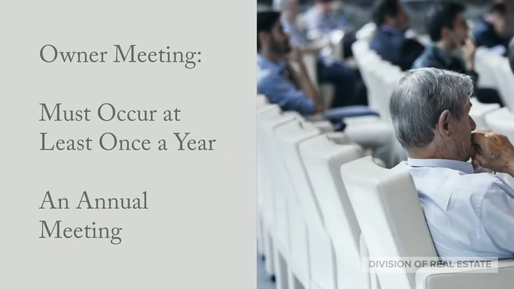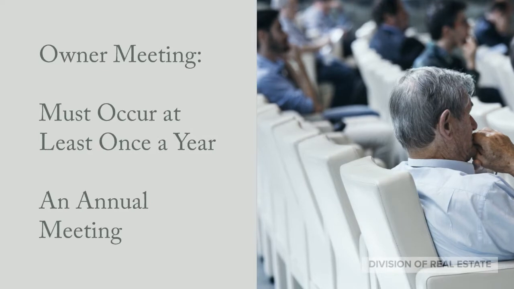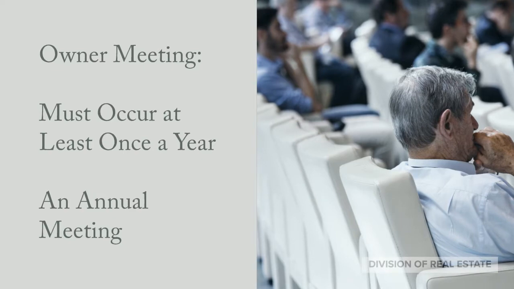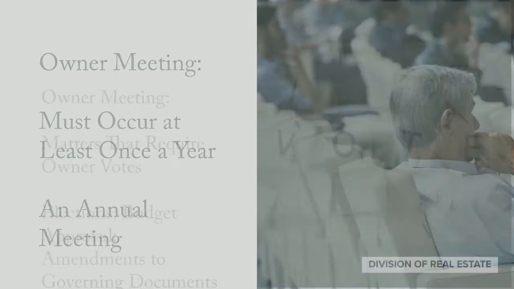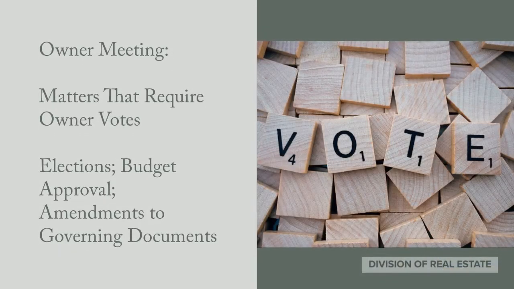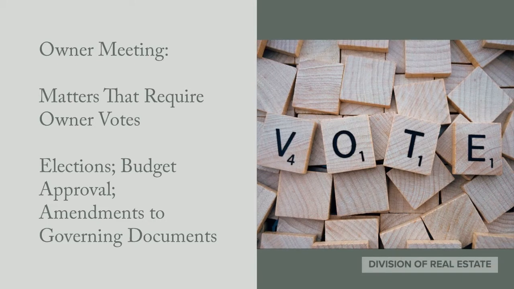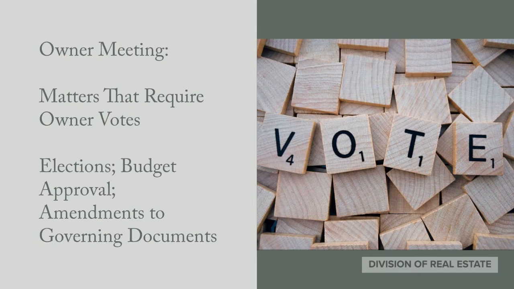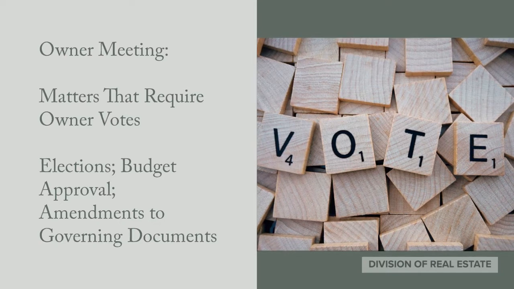Owner meetings. What is an owner's meeting? The Colorado Common Interest Ownership Act provides that a meeting of the unit owners shall occur at least once a year. An annual meeting is the most commonly referred to owner meeting. Generally, consideration of matters that require owner votes are discussed, such as those usually held for election purposes, like the election of board members and officers, budget approval, amendments to governing documents, and other important matters of interest to the association and its members.